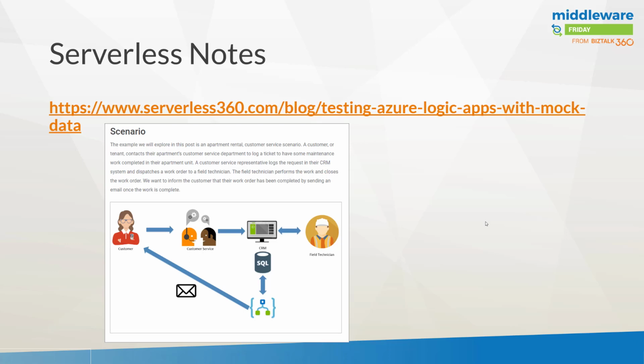But what we can do with mock testing is take sample data and use that within different actions. Instead of the action actually calling out to the underlying service, it's going to return your mock data or your static results instead. So let's head over to the Azure portal and take a closer look at this.